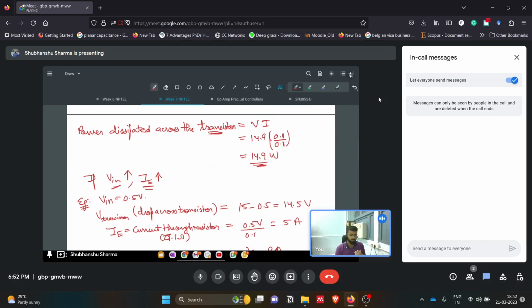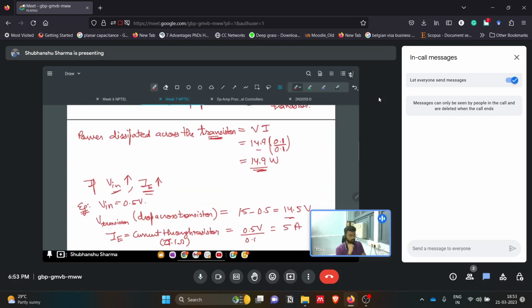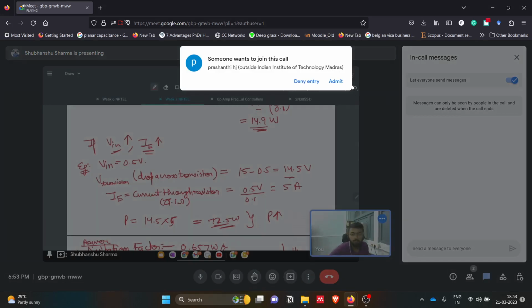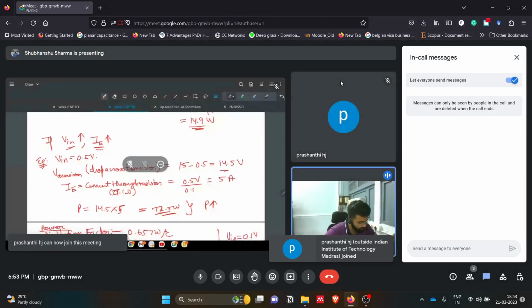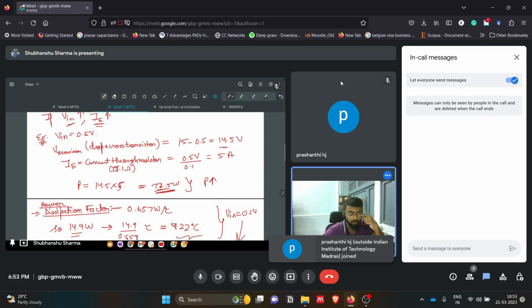For example, we took 5 volts as the input to the op-amp. For that, we saw that the drop across the transistor was 14.5 volts. Based on that, if we calculate the power, although the drop across the transistor was less, like it was 14.5 but earlier it was 14.9 volts, what happened? Overall the total power dissipation got increased. That was 72.5 watts.